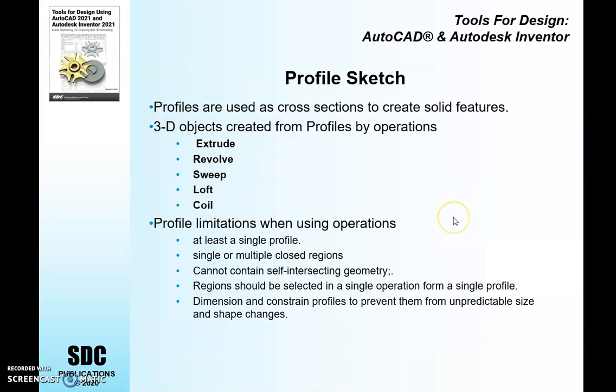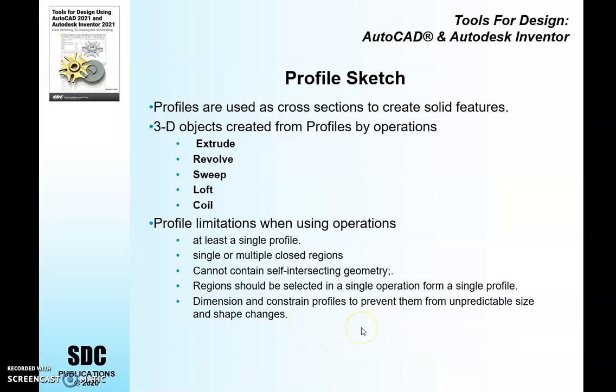Profile limitations when using operations is you need a single profile. Basically, you just need to enclose a particular region. You can't really have holes in it, and self-intersecting geometry like a figure 8 would be hard.